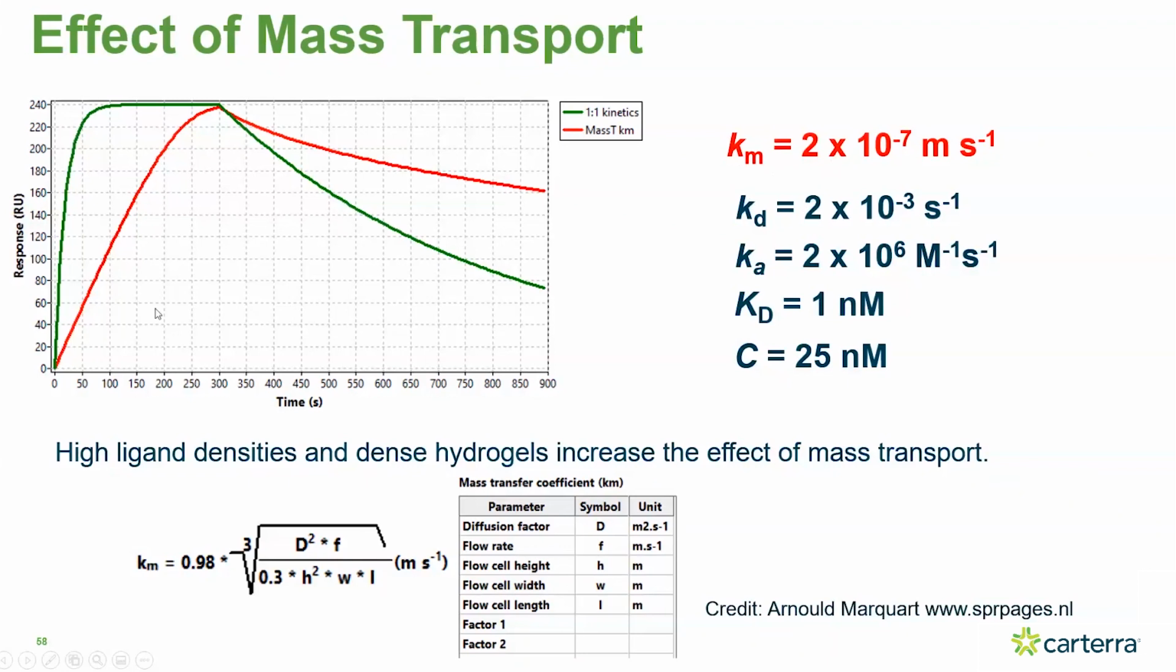This is a simulated example showing the same concentration injection over this 1 nanomolar affinity antibody. So it's a 25 nanomolar injection where we put in a significant mass transport term. You can see the difference in the binding profile. It really looks like a different interaction. These are some of the properties that govern that in terms of the dimensions of the flow cell, the viscosity, and this diffusion factor of the protein.